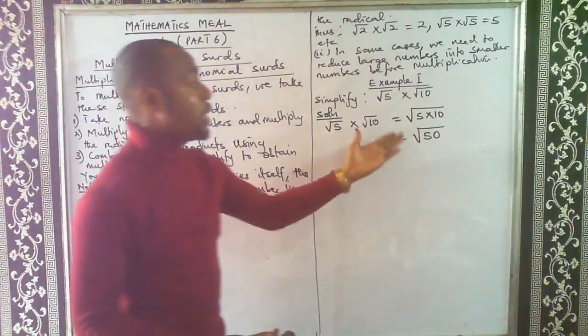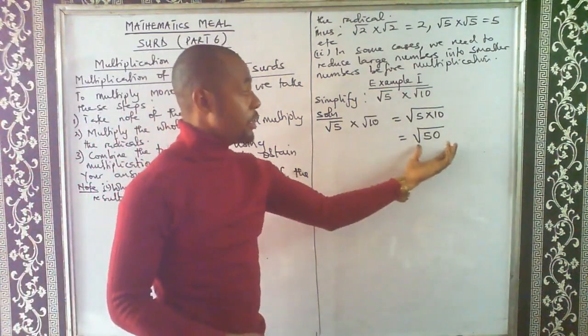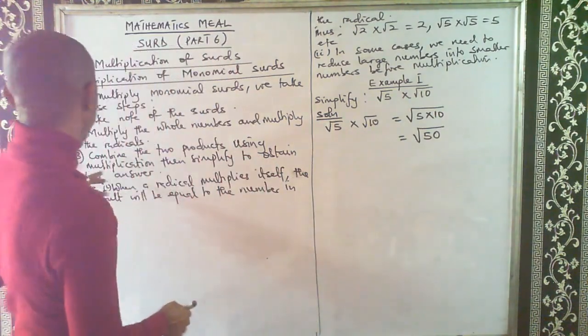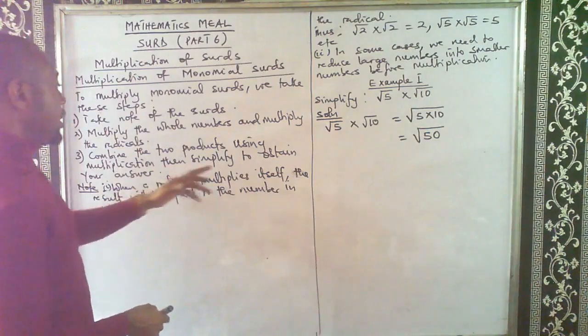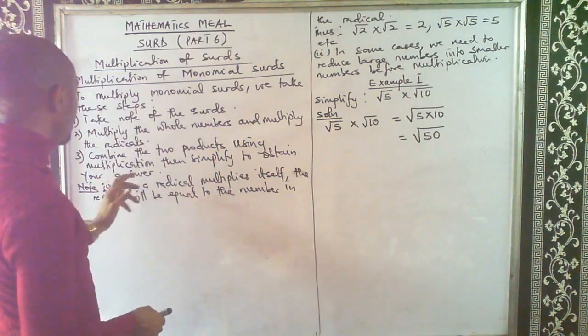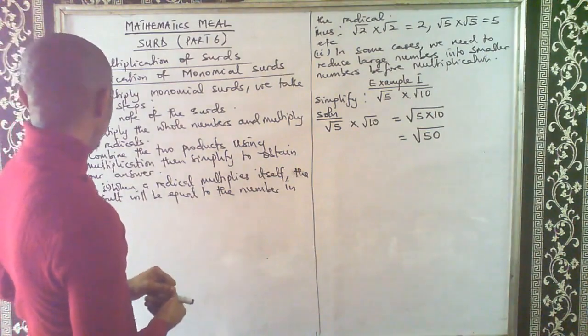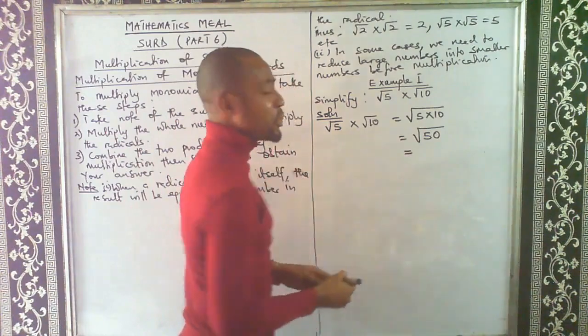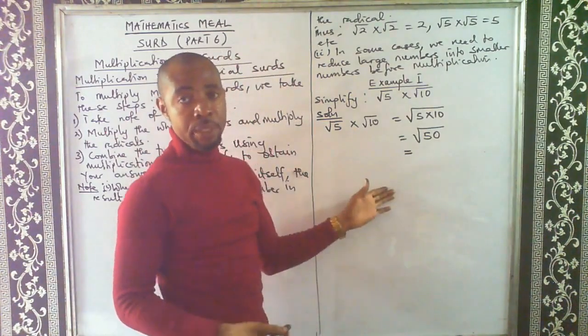In this case, we don't have product of the whole numbers. So the only remaining product is the product of the radicals. So we now say simplify, then simplify to obtain your answer. So let's simplify. How do we simplify? We need to express this surd in basic form.